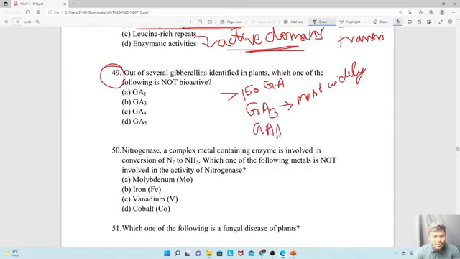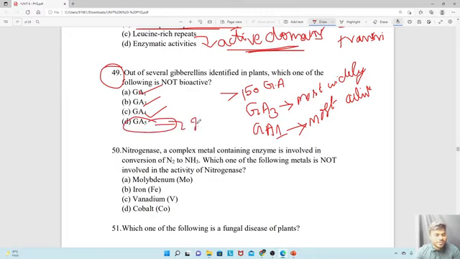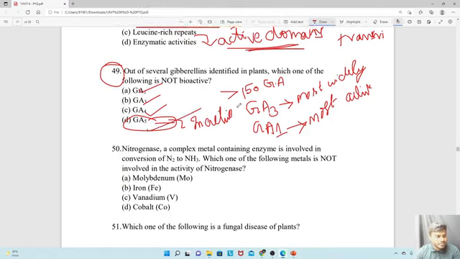Most active form is what? Most active form is the GA1. Okay, along with GA1, GA3, even GA4 is also a biologically active form. Which is not a biologically active form, which is inactive or acting as a precursor, that is the GA5. That's good.